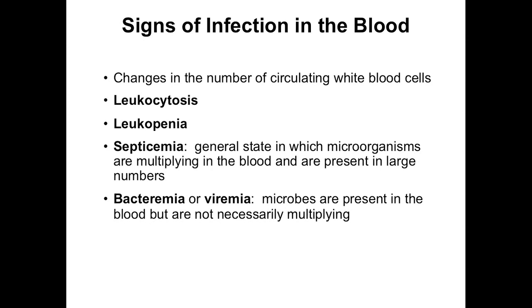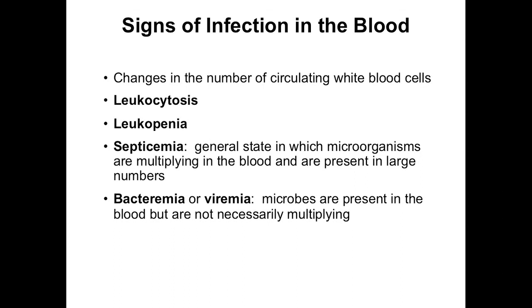Signs of infections in the blood, so you'll get change in number of circulating white blood cells. It's either leukocytosis, which is an increase in the number of white blood cells, or leukopenia, which is a decrease in the number of white blood cells. Depending on what the cells infect and what they do to the body, that determines what type of change in the white blood cells will occur. Leukopenia is most commonly found in things like HIV. That's because they target white blood cells. But leukocytosis you'll find in a lot of bacterial infections because you're increasing the number of white blood cells to ward off infection.